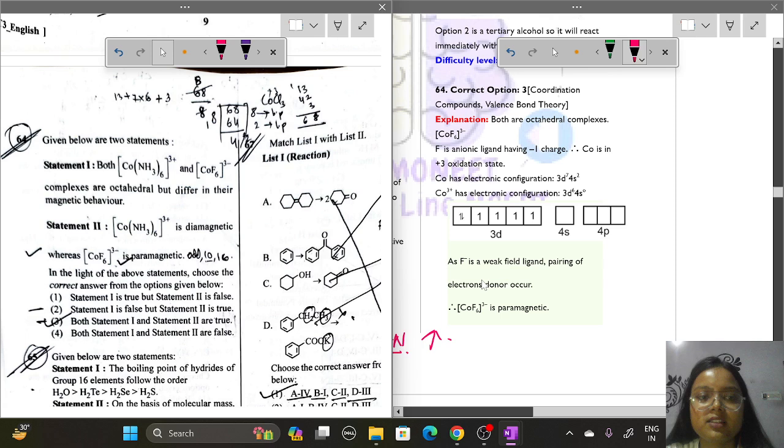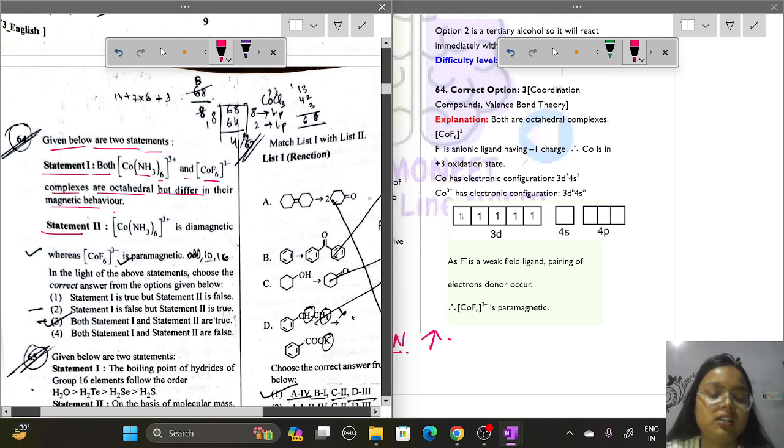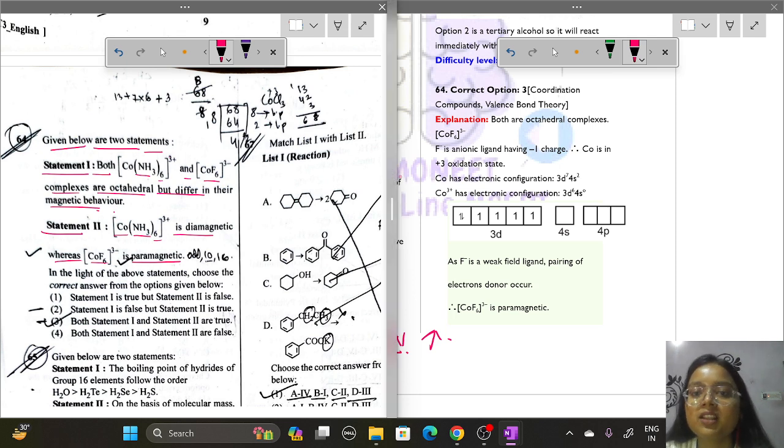Next is question number 64. That question was an easy question. Question number 64 says that given below are two statements, statement 1 and statement 2. Statement 1: both [Co(NH3)6]3+ and [CoF6]3- complexes are octahedral but differ in their magnetic behavior. Statement 2: [Co(NH3)6]3+ is diamagnetic whereas [CoF6]3- is paramagnetic. So one is saying that they have the same magnetic behavior and the other is saying they have different magnetic behavior. Let's find out for both.